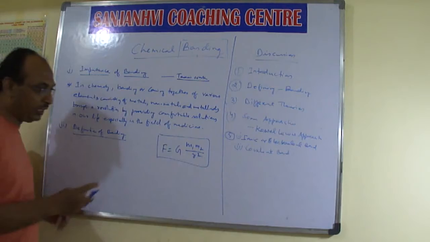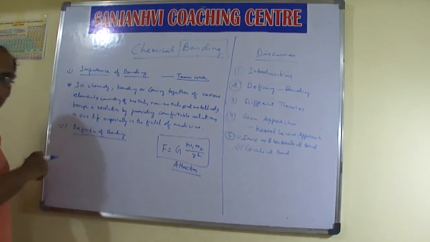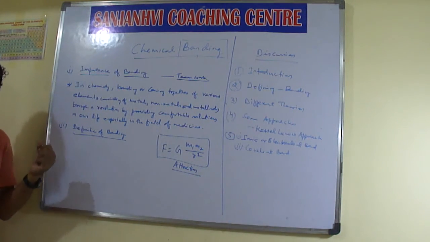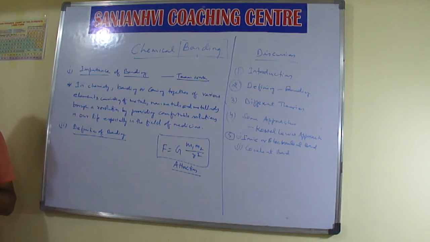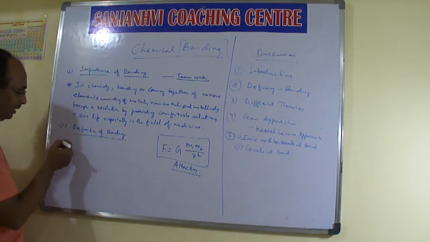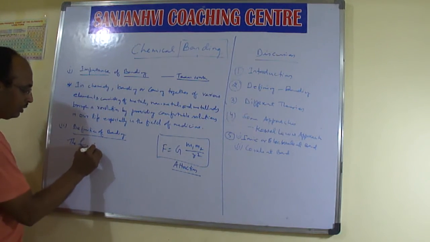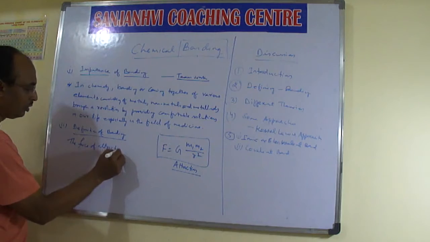Right, so as I told you, it is a force of attraction. Similarly, here also, some type of force of attraction is working between the constituents of the substances due to which bond formation takes place. So the definition will consist of a force of attraction here. Understood? So that force of attraction we need to define here. Okay, so what we can say? We can say that a bonding is the force of attraction.